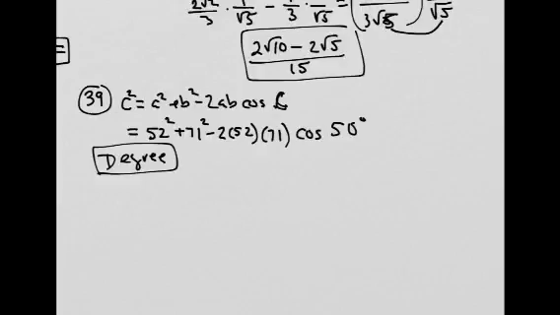52 squared plus 71 squared minus 2 times 52 times 71 times cosine 50. Now that's going to give you c squared. You want c. So you have to take the square root of the answer that's on your calculator, and then that's going to give you the answer you're looking for, which is c. Okay, and that's it.